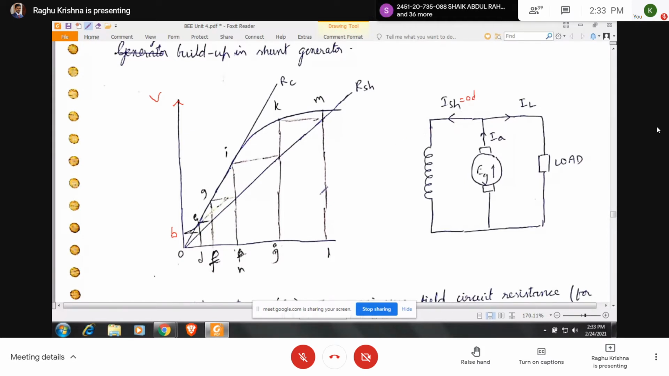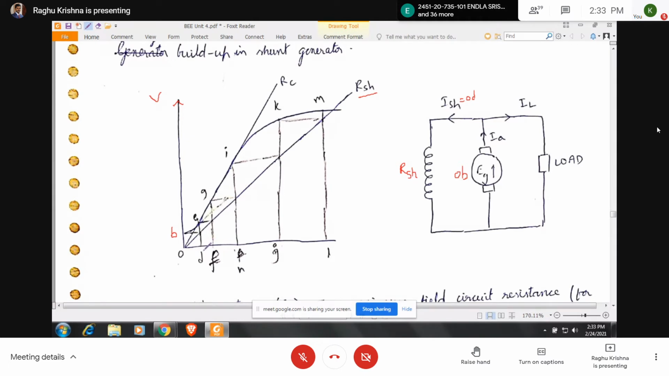So how did you get OD? Here RSH is the resistance of the shunt field winding. Once you rotate the armature with constant speed, you get the voltage OB. Now EG will be equal to OB, and due to this voltage, a current equal to OD is produced.